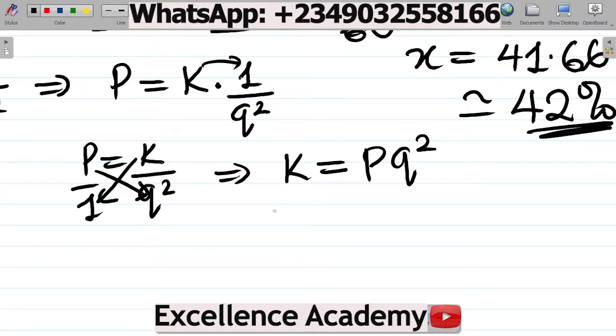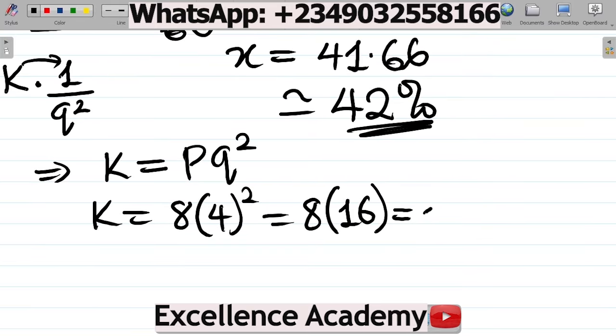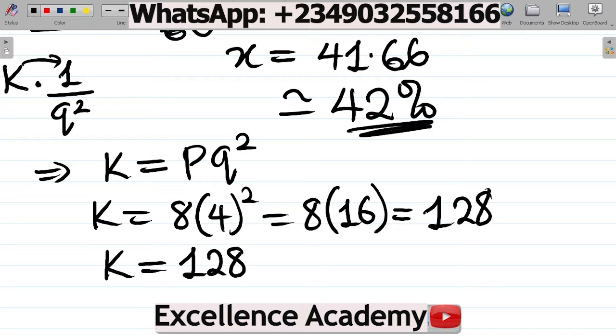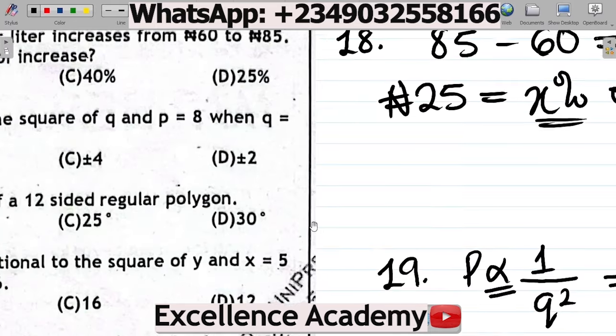That means K is equal to P, which is 8, Q is 4. That becomes 4 squared. And that's 8 into 4 squared, which is 16. So let's multiply this, 8 times 16. If you do that, your value is 128. So K is equal to 128. That's the value of K.